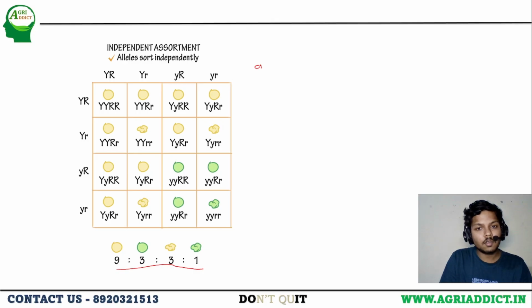We can also explain this 9:3:3:1 as follows. 9 means when both the alleles are in dominant state, the phenotypic expression will be 9 out of 16. Means in 16 plants, 9 will have both the genes as dominant. And 3 means one gene is dominant, Y or R. And 1 means both are in recessive condition. Like this we can remember.